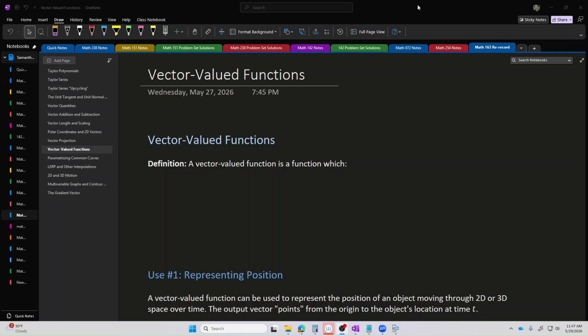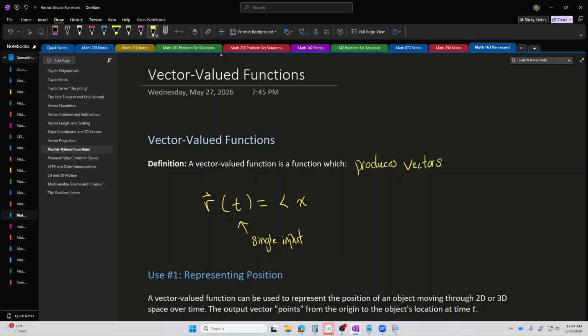We are now beginning the next major phase of this class, talking about something called a vector valued function. A vector valued function is what we call a function which produces vectors. Specifically, a function which takes in a single input, often referred to as t, and based on that value of t, produces a vector of outputs.